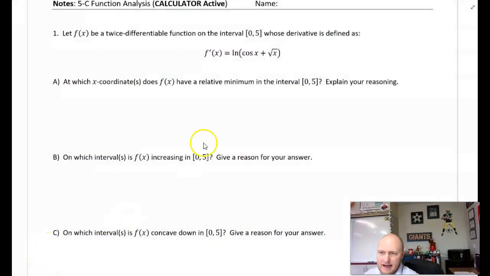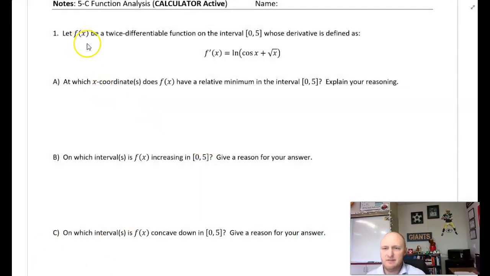5-C. Today we're going to talk about how to analyze functions and their derivatives using a calculator for those calculator active problems. You're going to need your calculator. In this video I will be modeling how to analyze functions and their derivatives with a TI-Nspire, but if you have any graphing calculator, as long as you can graph the function and look at it, our conversations will be applicable.